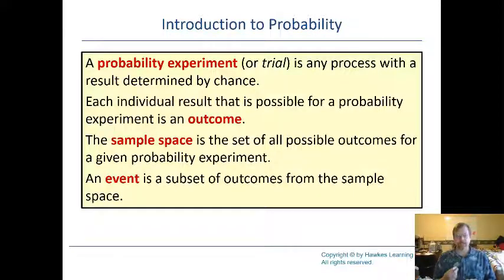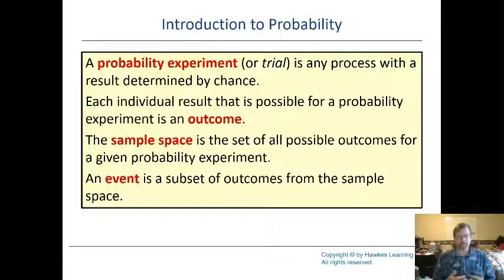So each possible result is an outcome, right? If I'm rolling a standard six-sided die, I can get a 1, 2, 3, 4, 5, or 6. Each of those is a separate outcome. If I've got a pair of dice, each potential combination is a separate outcome. Sample space is all of the possible outcomes. So 1 through 6 is each part of the sample space.